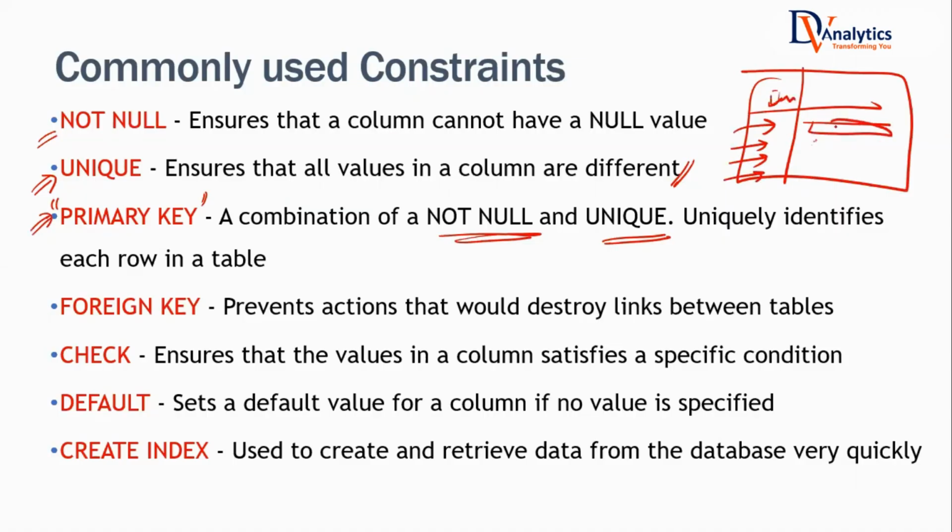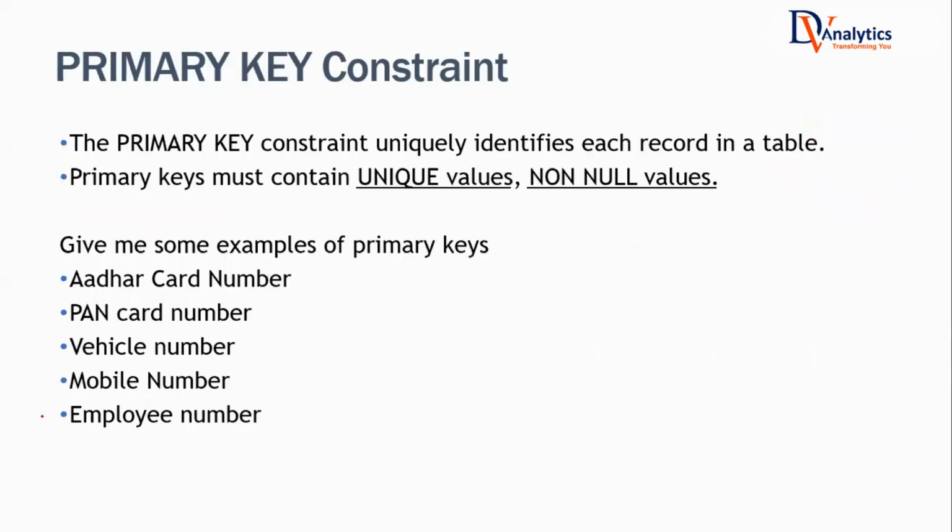If you want to fetch any information from this table, you can give this primary key and get all the details from that table. Let us see what that primary key is, then foreign key, check, default, create index. There are several constraints, but primary key is an important one. The primary key constraint uniquely identifies each record in a table.